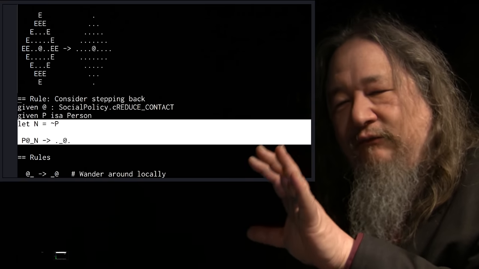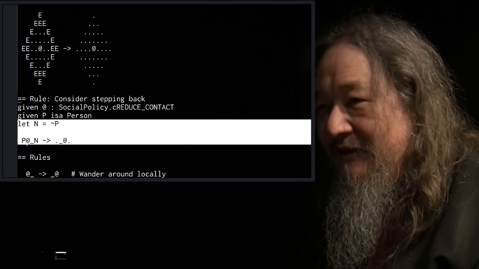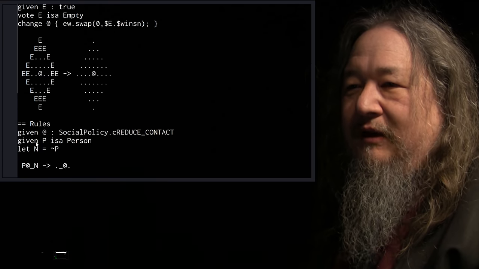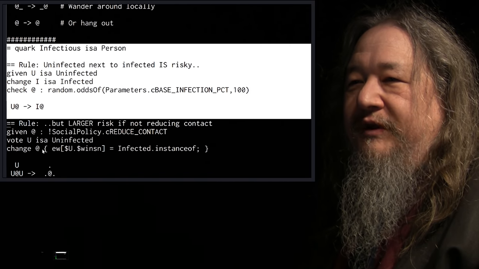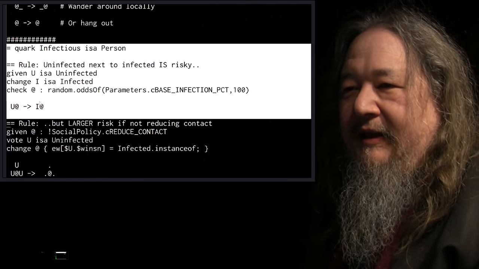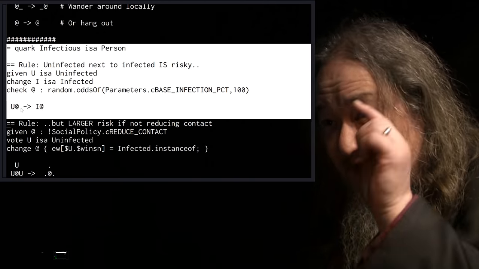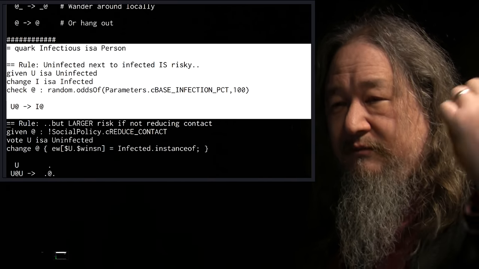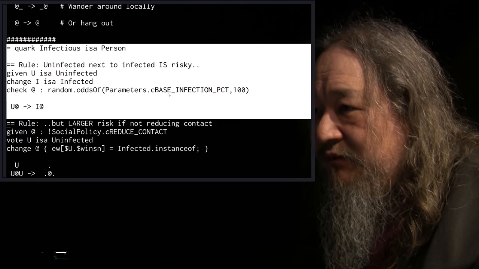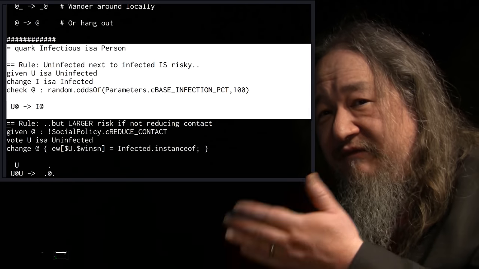So if this reduced contact is true, then we're just going to try to back away from other people and so forth. And there's a whole bunch of other rules. I'm not going to go through them all, but here's the infectious rule. If I'm any kind of person, the at sign, and you is an uninfected guy right next to me, and this rule happens to go off. Now, it might not, because other rules might happen instead, but if we get to this rule and the odds of base infection percent out of 100 is true, it's a throw of the dice, and maybe you're infected, and maybe you're not.